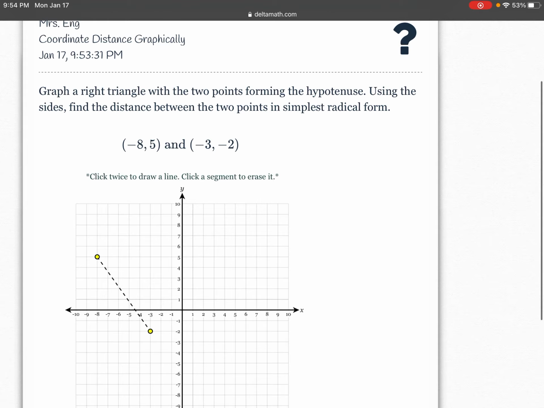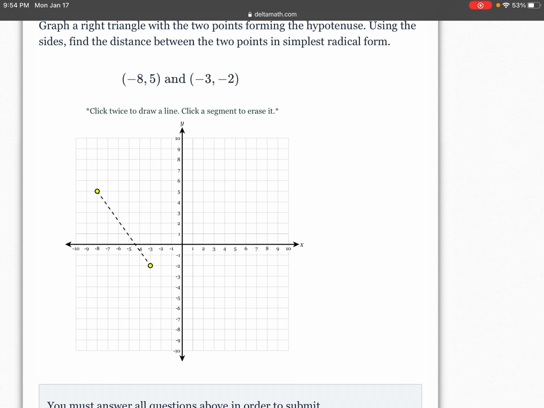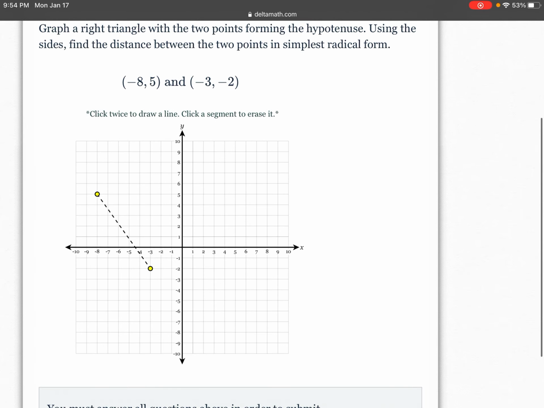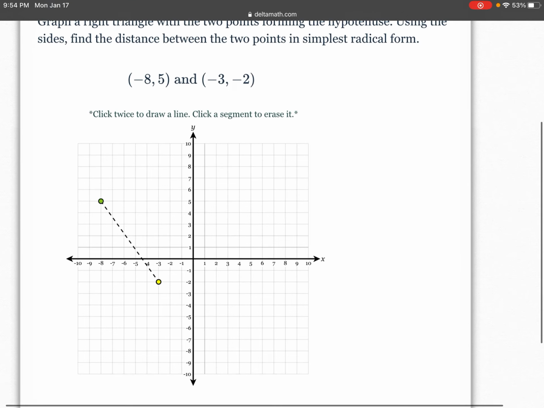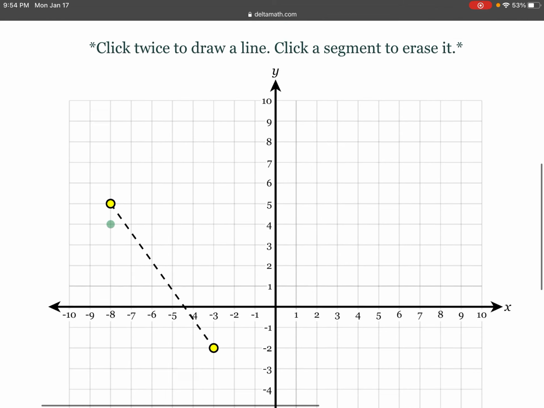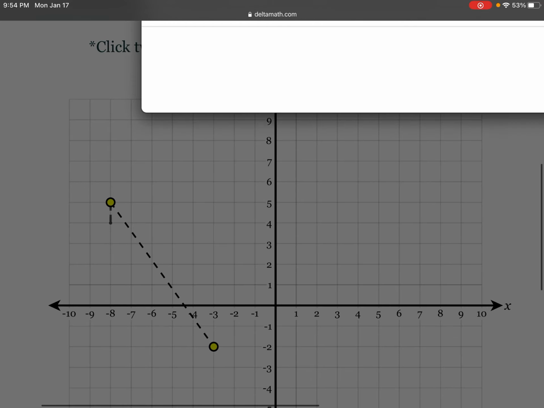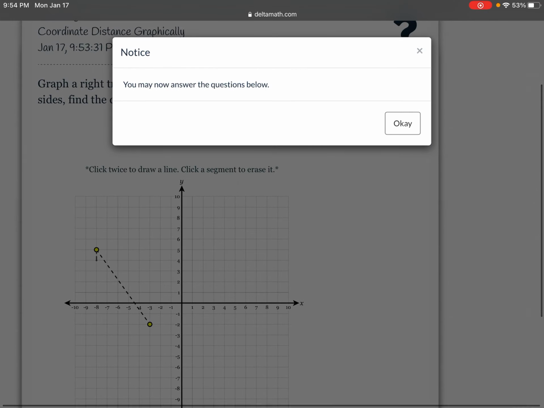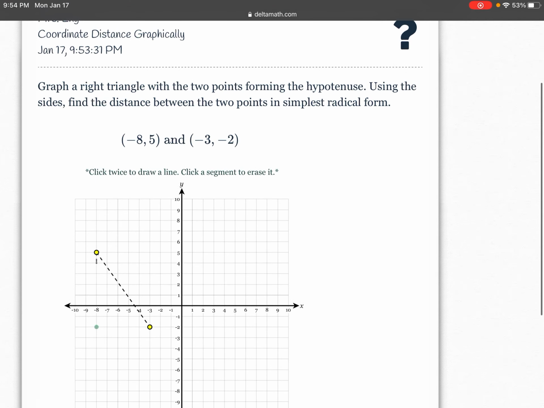Now what we're going to do is click twice to draw a line. So we're going to turn this into a right triangle. Hopefully I can use my finger or my pencil here. I'm going to try to make a line. It's not going to let me make a line, huh? You may now answer the questions below. Okay, great, but I didn't make a line. I didn't make a triangle yet.